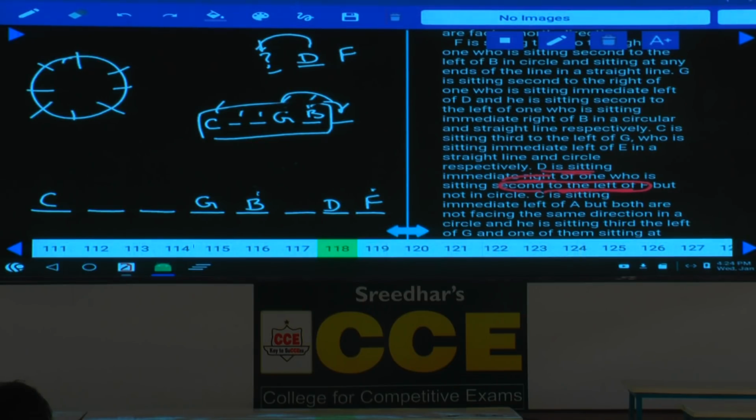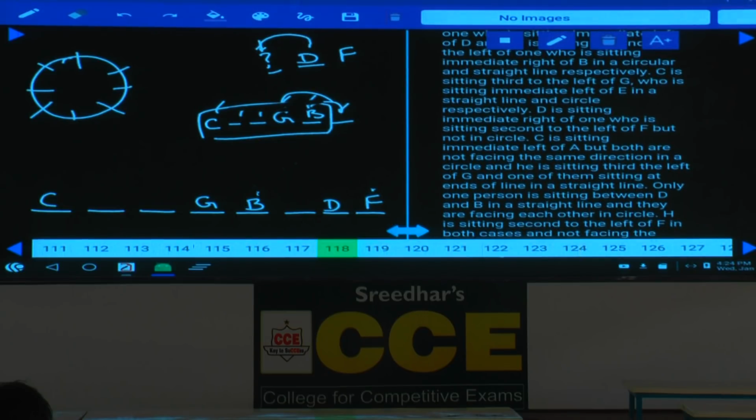Then C is to the immediate left of A. C is to the immediate left of whom? C is to the immediate left of A, but both are not facing the same direction in a circle, and he is seated third to the left of G. C is seated third to the left of G, and one of them is at the end of the straight line. Anyhow we got this one, so that information is not required.